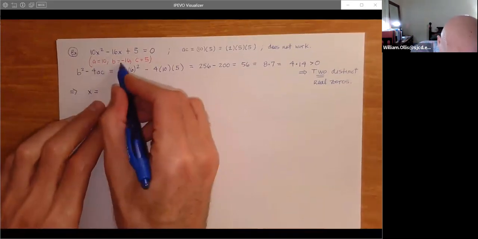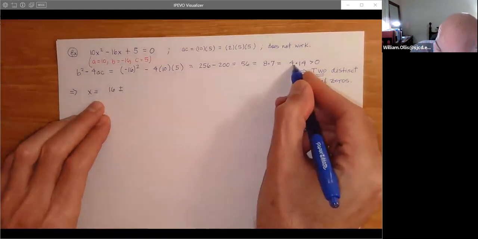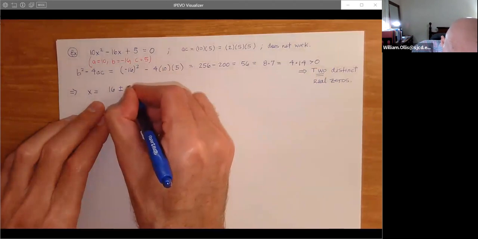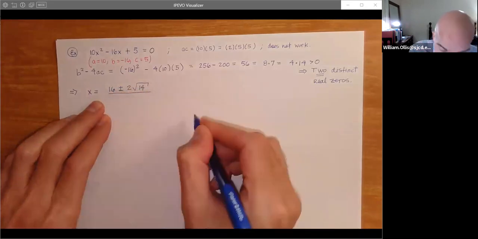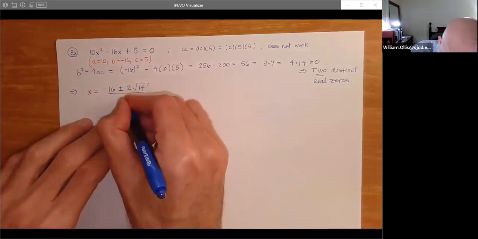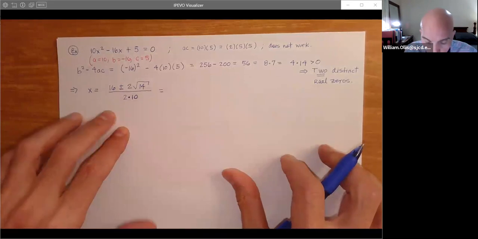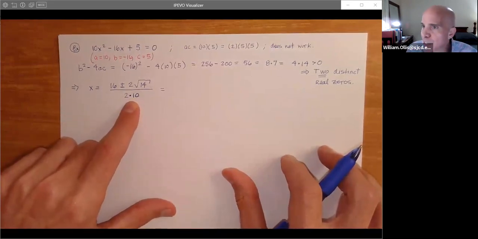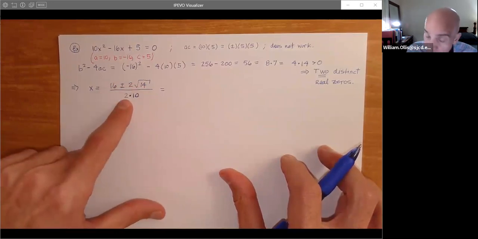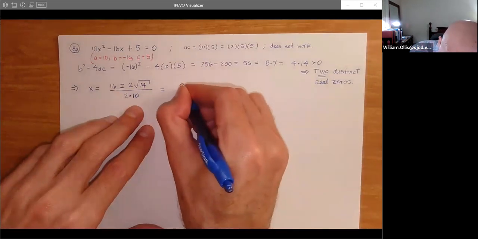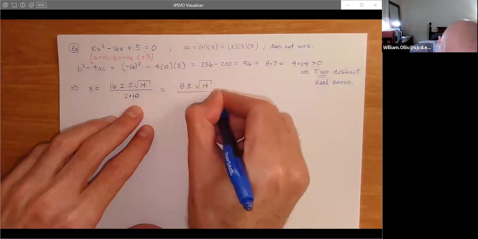So now we have the opposite of B, which is 16, plus or minus. Now we have our discriminant, and of course the square root of 4 is 2. So this is 2 times the square root of 14, divided by 2a, 2 times 10. Now, of course, this is good, but it can be simplified. That is, we have a 2 in all of these. There's a 2 here and a 2 here, so we can absorb the 2. So this will be 8 plus or minus square root 14, divided by 10.